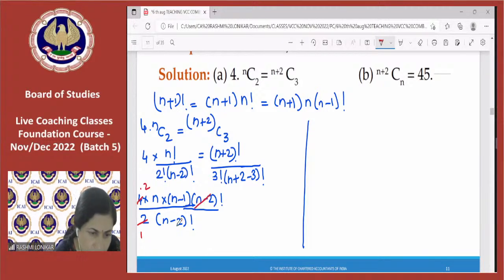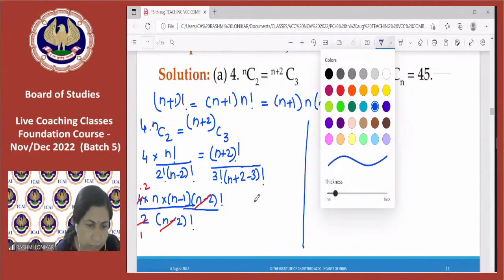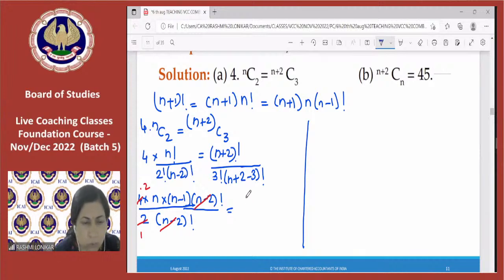And here n plus 2 factorial and n minus 2 factorial, n minus 2 factorial will get cancelled. Let us see on the right hand side what will happen. This is equal to n plus 2 factorial, and what will happen in the denominator? This is n plus 2 minus 3, so it will be equal to n minus 3. Okay, n minus 1. N plus 2 minus 3 minus 1, so this will be n minus 1.